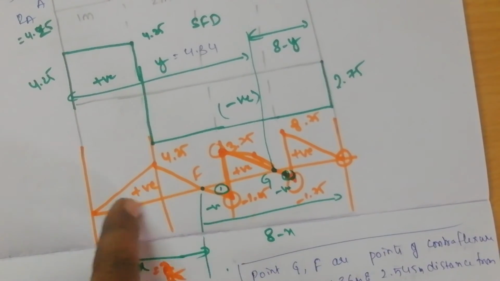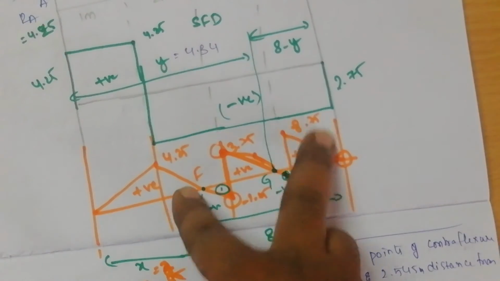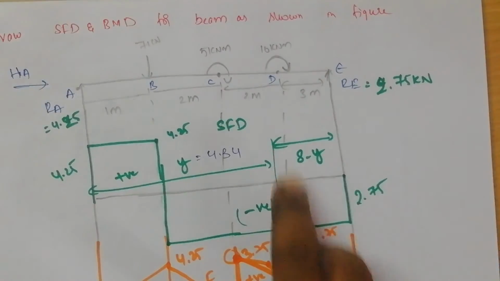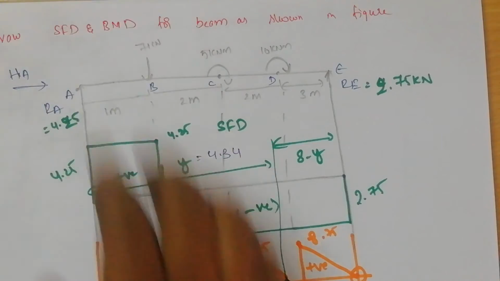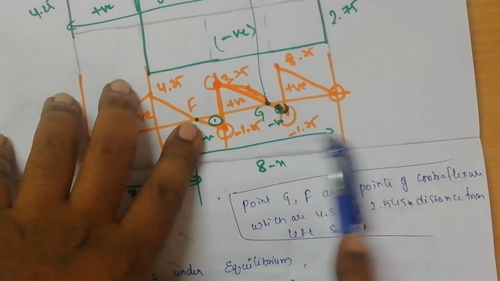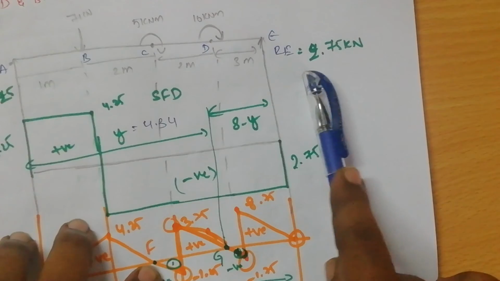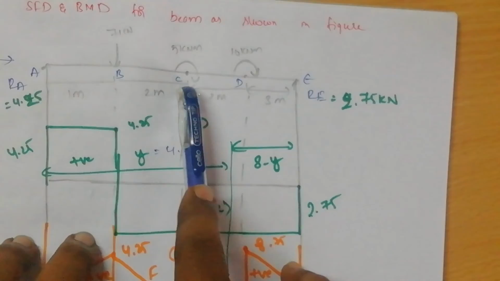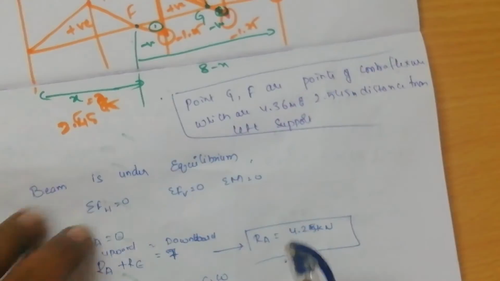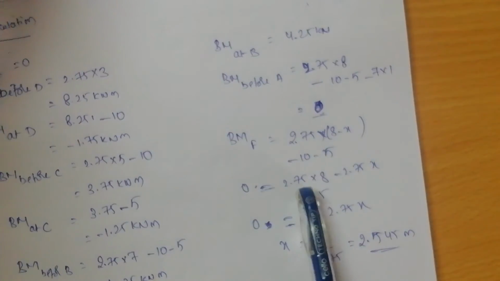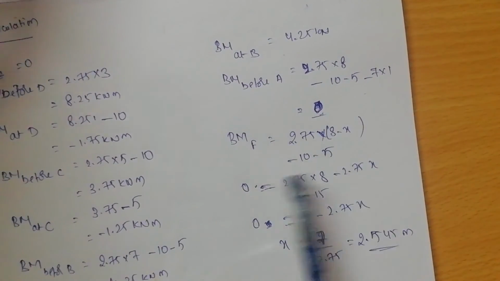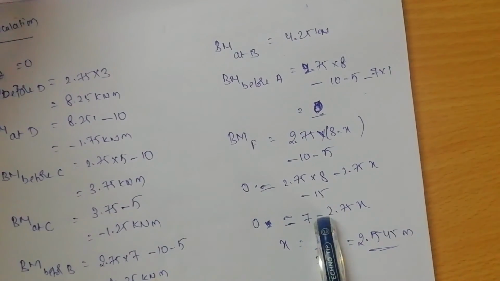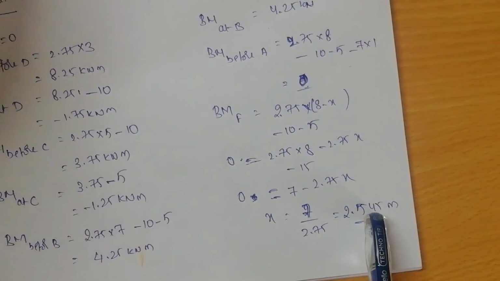You just have to calculate the moment before that point. Before that point means at point F, you have to consider the loads which are right to it. We are having a moment because of RB into the distance. How to calculate the distance? I have calculated the distance from RB as 8 minus x. So 2.75 into 8 minus x. Next is the bending moment because of this and this, which are clockwise and anticlockwise. So 2.75 into 8 minus x minus 10 minus 5. Multiply the values, and you get 7 minus 2.75x. You will get x as 2.545.